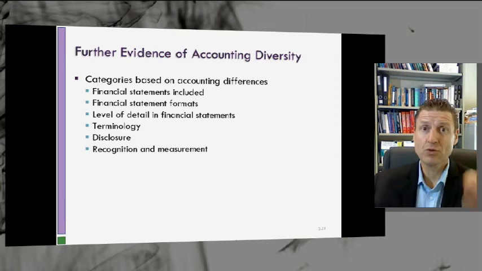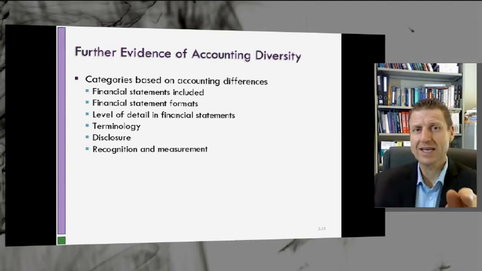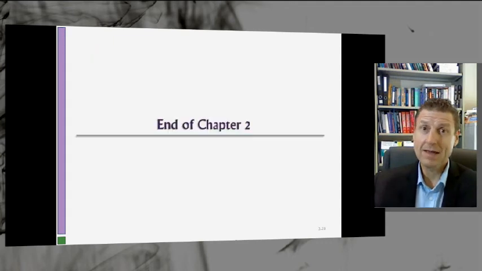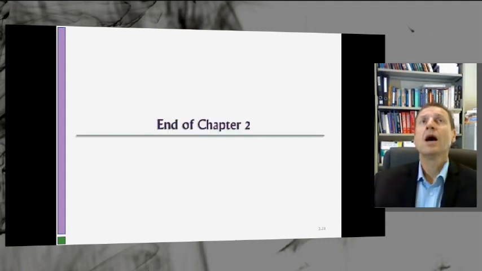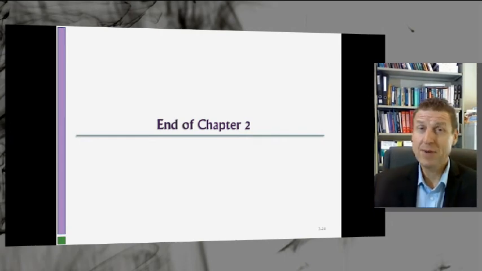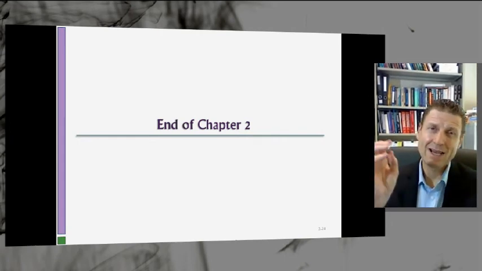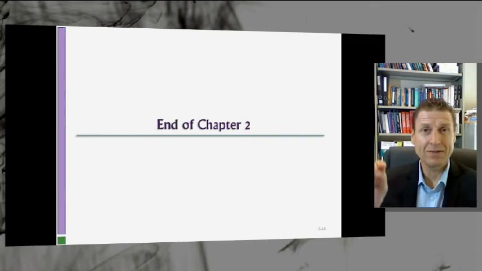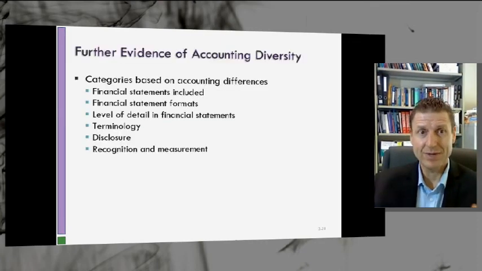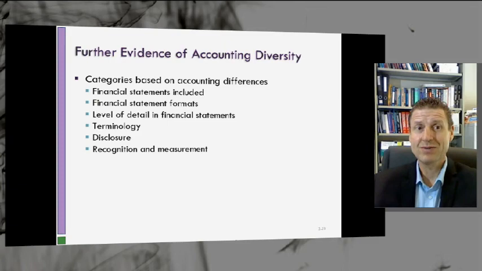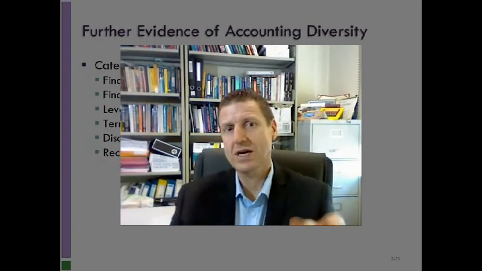Have a look at the Verizon statement and the Vodafone statement in chapter 2 of the textbook, and you can actually see examples of each of these accounting differences. And there we have the end of chapter 2. At last, big chapter. Okay, again, the takeaway is, look, there are differences out there. All right, we know here are the differences. All right, terminology, disclosure, the financial statements included, the formats, level of detail, recognition, measurement. All right, these are differences.